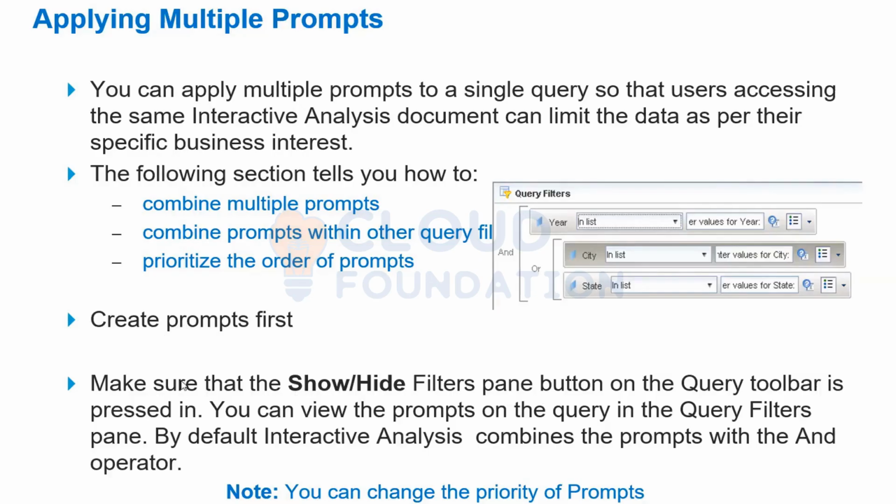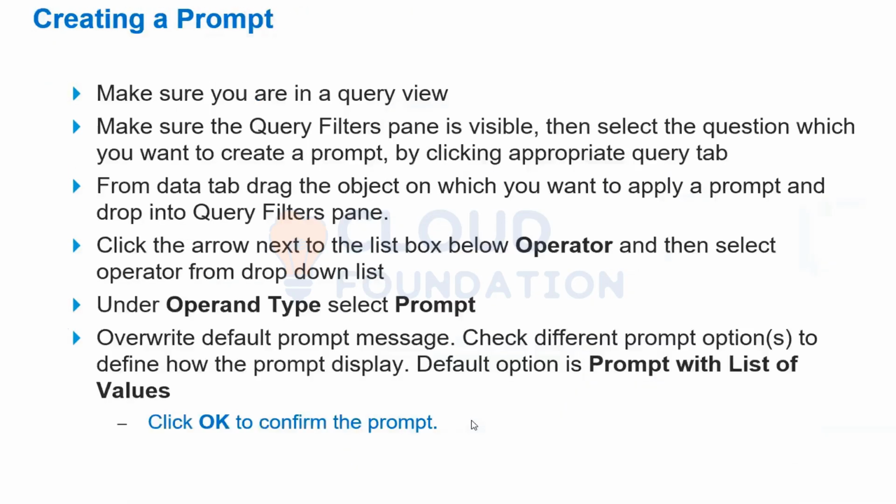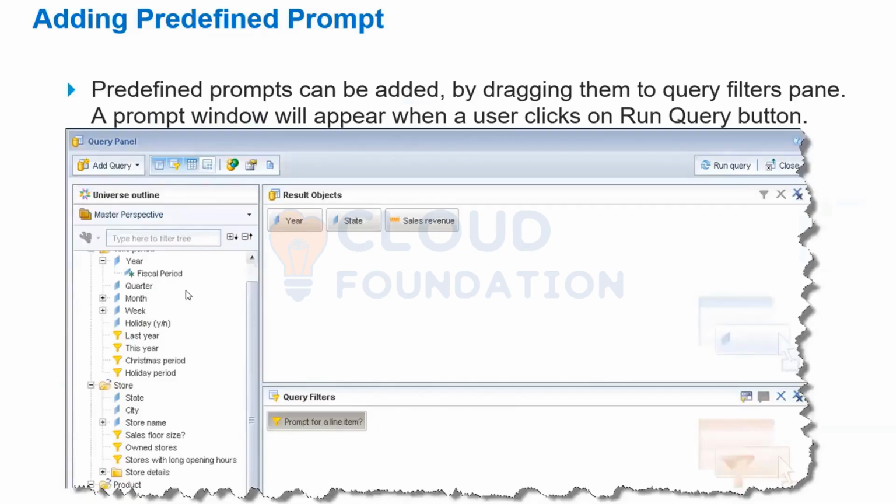This filter pane should be visible. Make sure that the Show or Hide Filter Pane button on the query toolbar is pressed in. If we click on that, only this query filters will be visible. Otherwise, it will not be visible and you will be able to see it only sometimes. You will not be able to see this also.